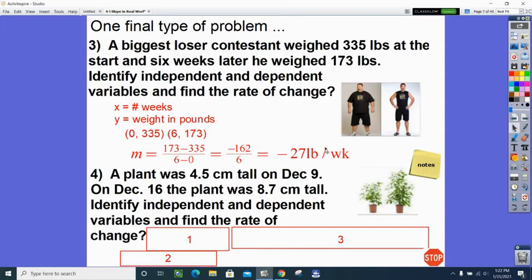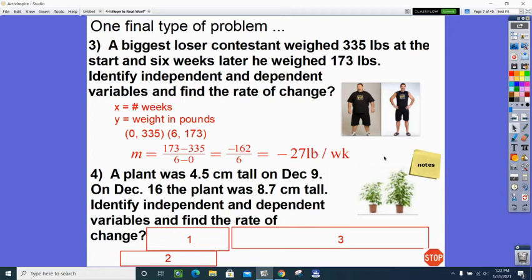Will this continue? Will this relationship stay linear? At some point, you're going to say, hey, wait a minute, there is no way that somebody's going to keep losing 27 pounds per week. And you're right. Up to this point in time, this has been a linear relationship, but it's going to level off. He could be at his ideal weight, and this would no longer be happening.